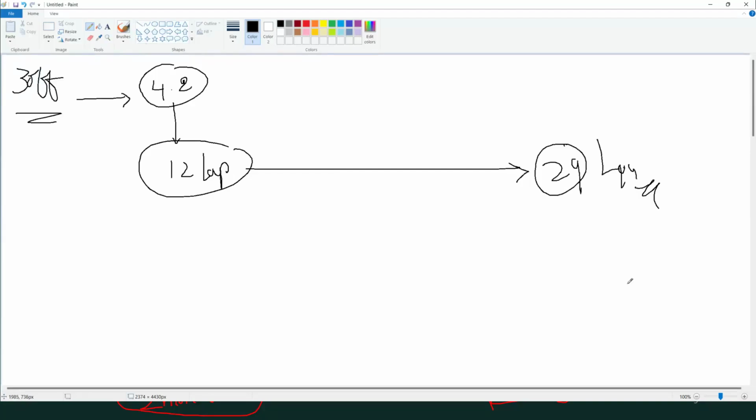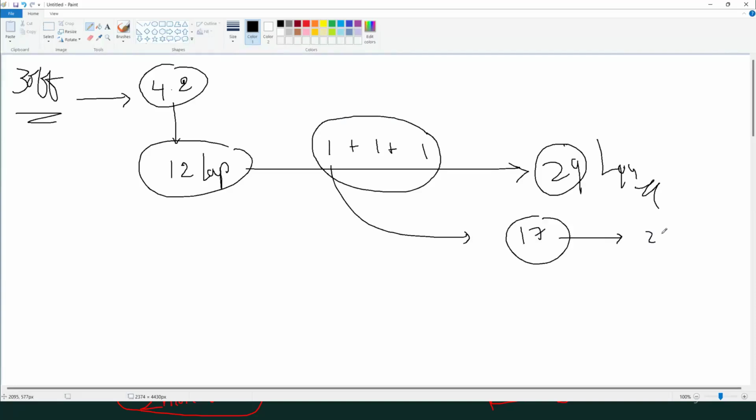So you don't need to worry. The package always depends on your current package and the number of offer letters. He got 1 plus 1 plus 1, so 3 offer letters. That's the reason he reached 29. If he had only the first offer, you might be getting only 16 or 17. After that, you go again for 22, and from there to 20-something, like that you have to plan.